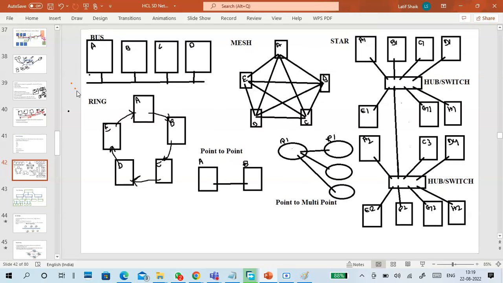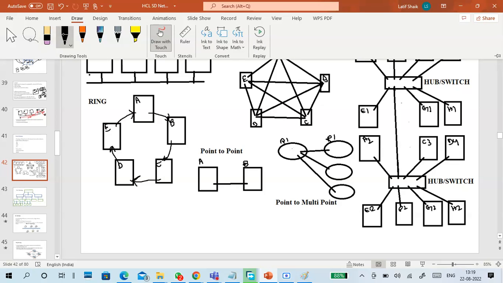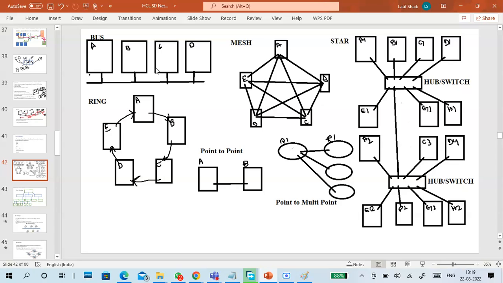So this is a very simple, costless solution. Costless means only the wire is there, only backbone wire dependent, that's it. It is very easy to configure and easy to communicate with, but difficult to troubleshoot, because if 100 computers are there, you have to run a cable, and if it is broken somewhere, we don't understand where it is broken.